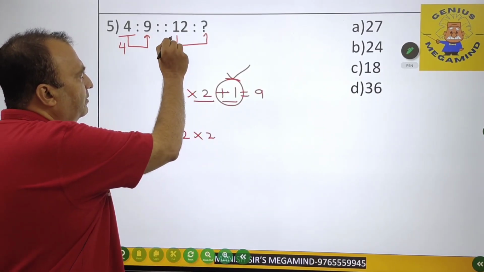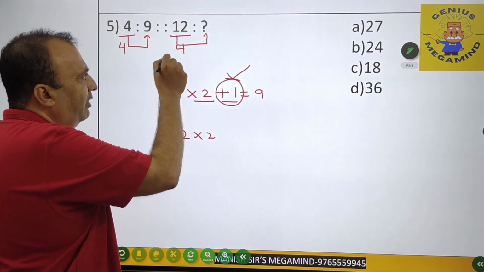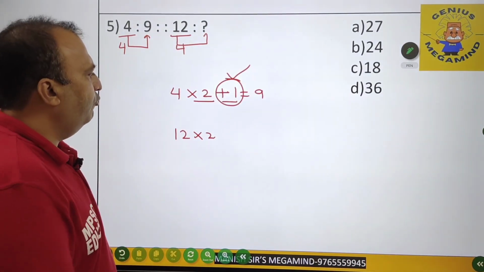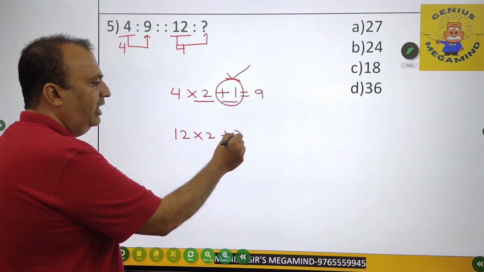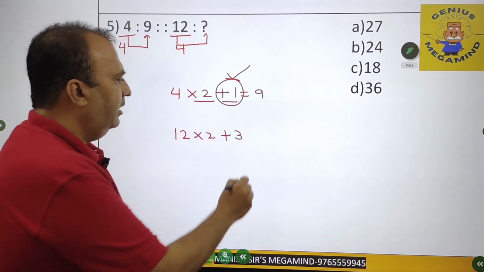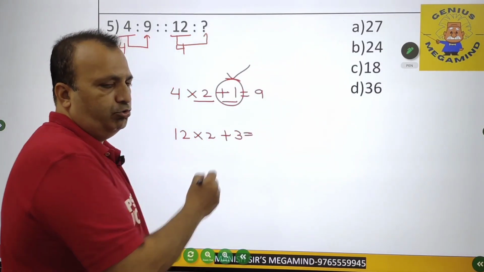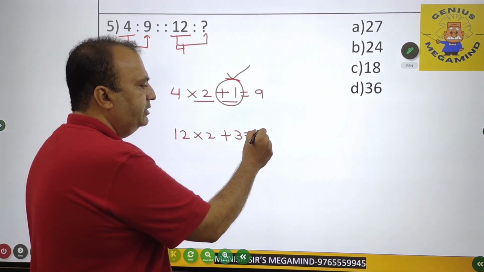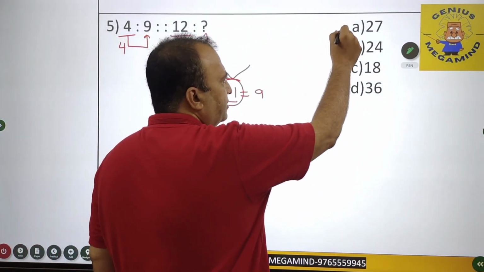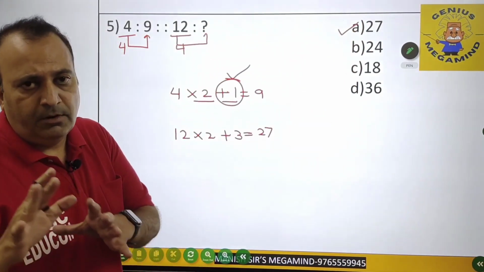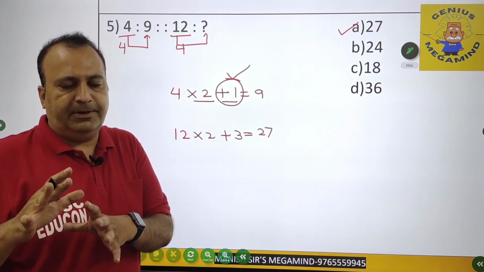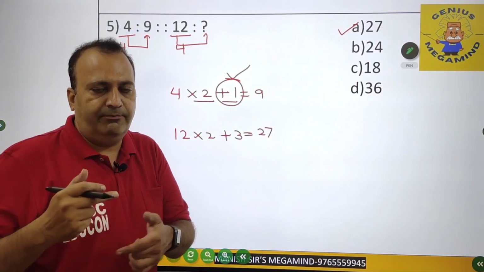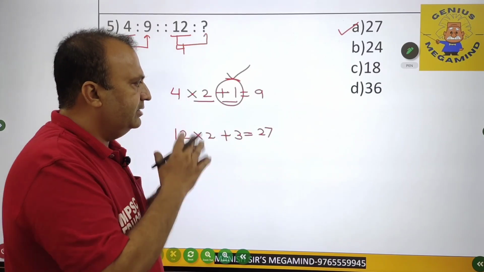Now I am going to perform the same operation over here. 12 divided by 4, my friends, will be 3. So 12 into 2 plus 3 will be 12 2s are 24 plus 3 is 27. So the answer for this question is 27. But this was a rather complicated method.